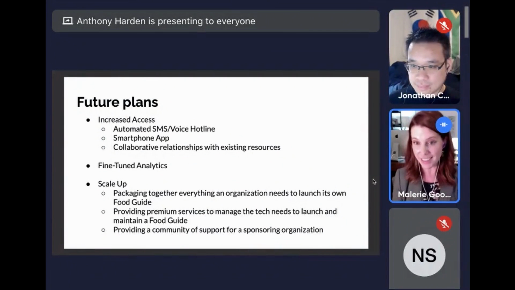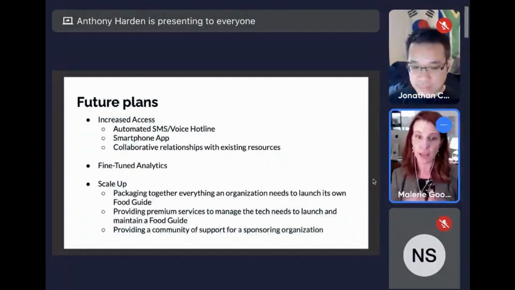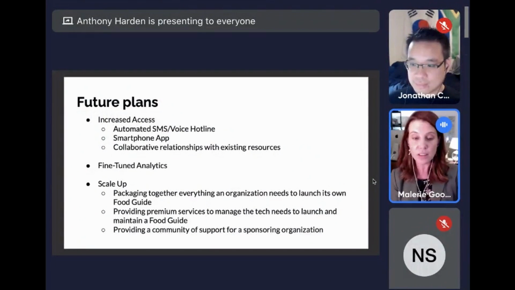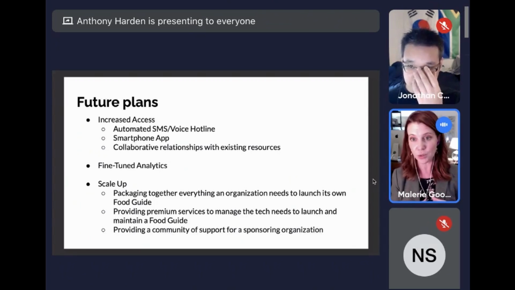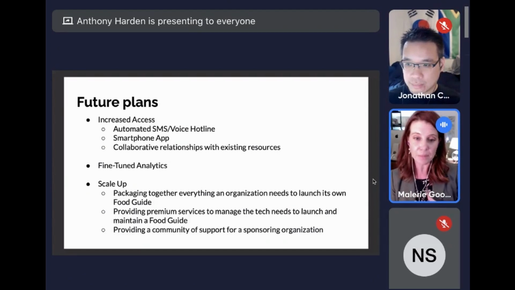In addition to that, we don't just want to hand out a toolkit to people and say, good luck, we hope that this meets your needs. We want to create a community of support, a coalition of like-minded individuals who see the need for a service of this nature and can come alongside each other to combine their skills and strengths and troubleshoot and make these food guides as impactful as possible to individuals who need it. So that's where we are right now.